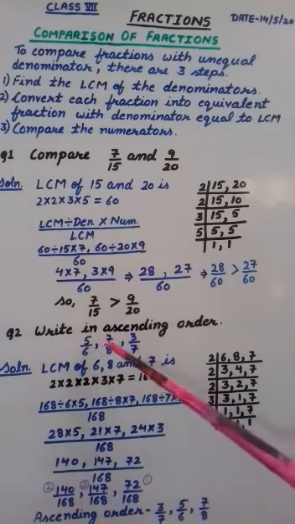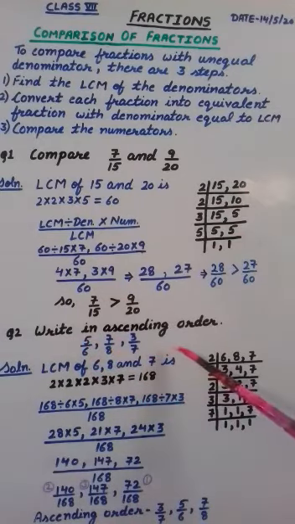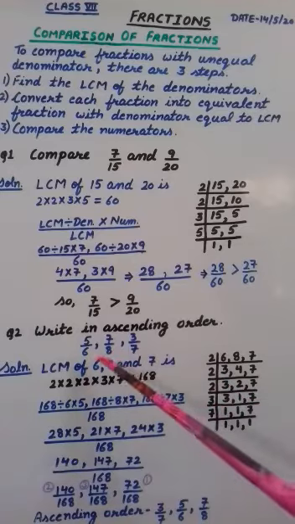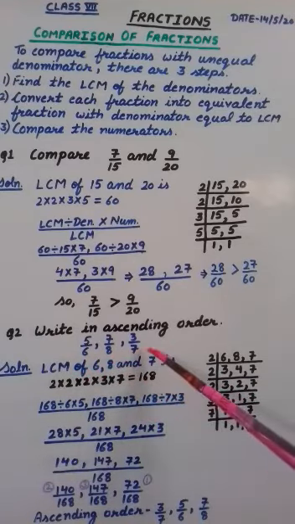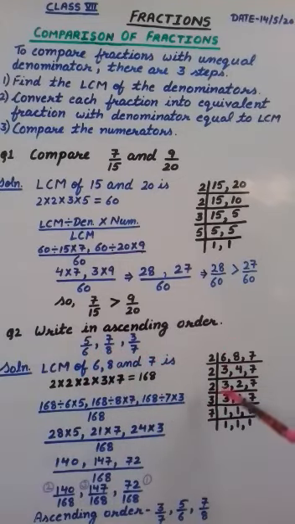Coming to the second question, we have to write them in ascending order. Again, first of all, we have to find the LCM of the denominators 6, 8 and 7. Again, by prime factorization. So here we are starting with 2. 2 3s are 6, 2 4s are 8, 7 as it is. Again by 2, 3 same, then 2 2s are 4 and 7 as it is. Again by 2, 3 same, then 2 1s are 2, 7 as it is.